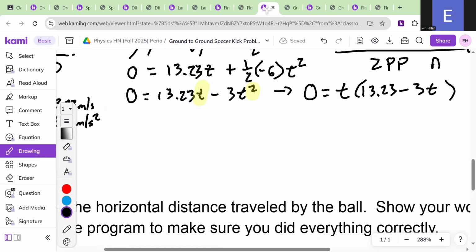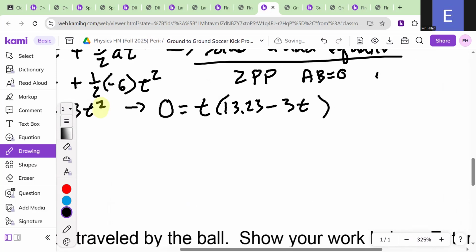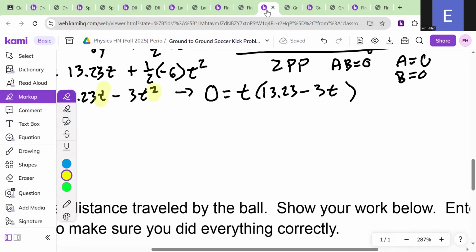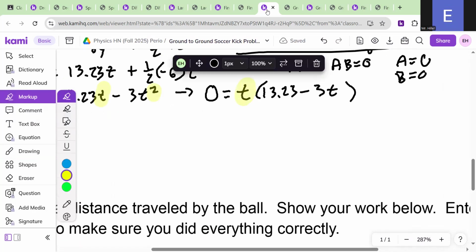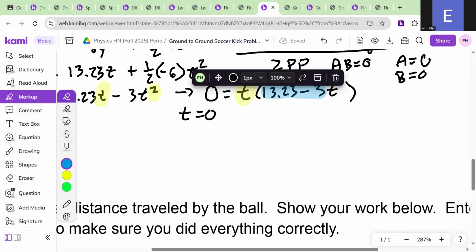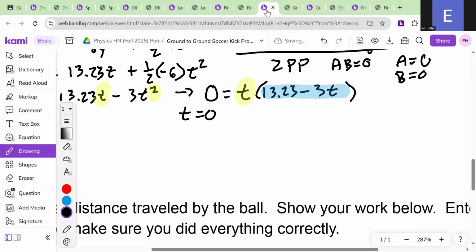Now we're going to use the zero product property, the ZPP. What that says is two things that are multiplied and set equal to 0: A, the first term equals 0, and B equals 0. Since you don't know which one equals 0, you set both equal to 0. So this is the first term. I'm going to set that equal to 0. So t equals 0. Well, that makes sense because that's when you launched it. Time equals 0.